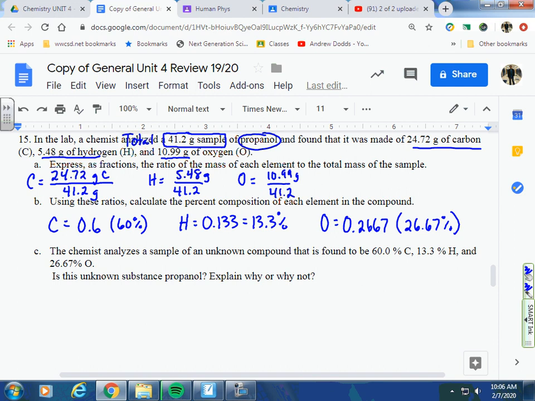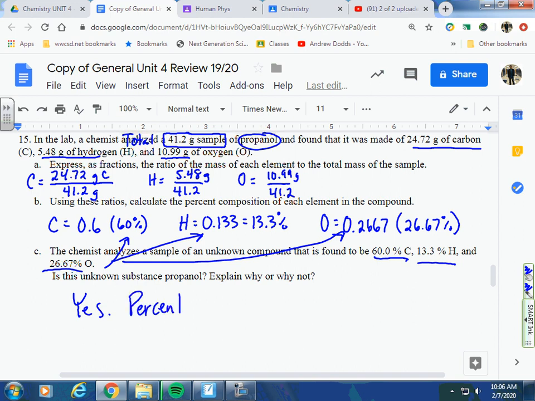But in C it says the chemist analyzes a sample of another compound. It's unknown. We don't know what it is. And he sees that it has this percent composition. I notice that all those numbers match up exactly with all these. So I am going to say, yes, this is propanol.